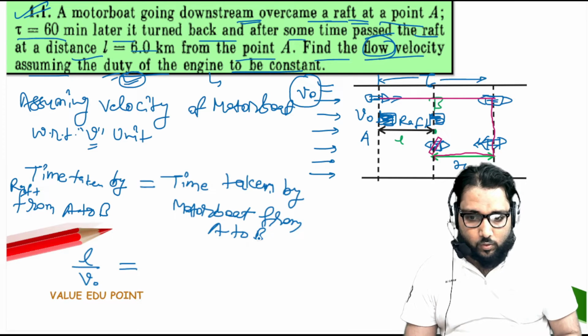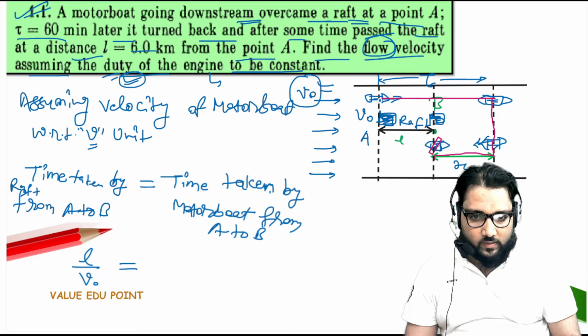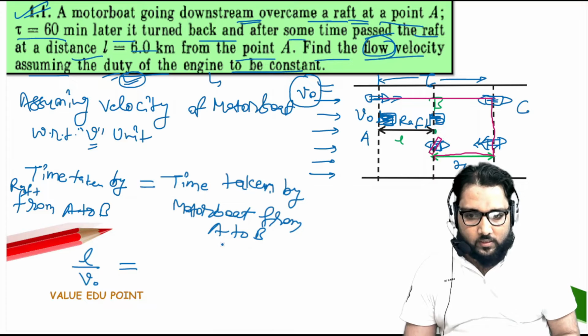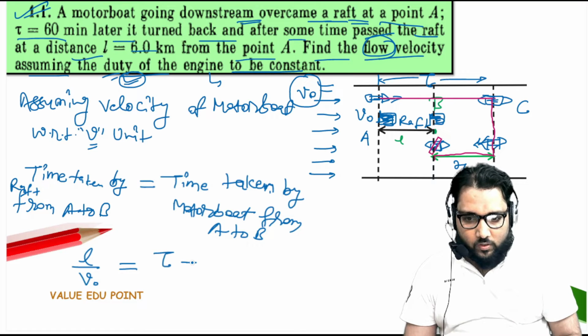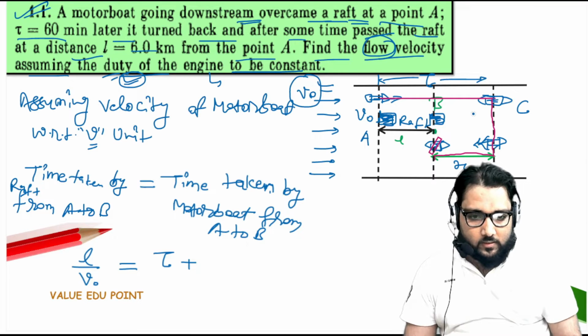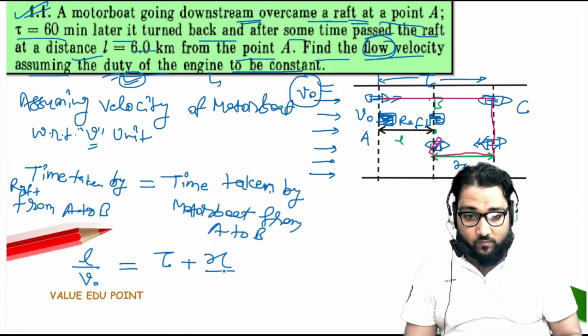First, the motorboat will take time tau from here to here. We can say this point is the C point. So A to C, that time taken will be tau, and the distance covered by the motorboat is x. The time taken is distance upon velocity. Now guys, this is very important, the motorboat has its own velocity, that is v.